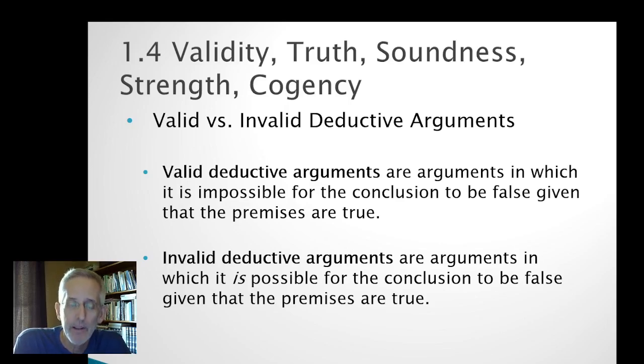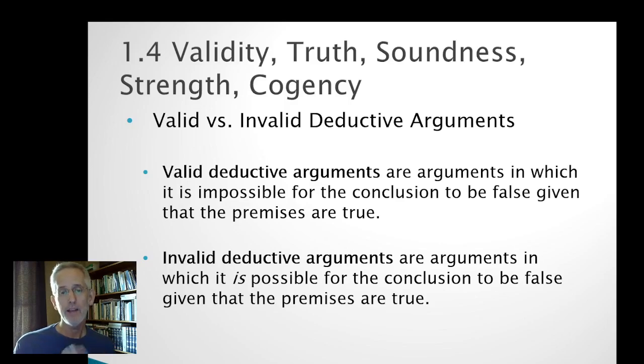On the other hand, invalid deductive arguments are arguments in which it is possible for the conclusion to be false given that the premises are true. If the pattern is not correct, in the sense that the premises do not really support the conclusion, then you're dealing with an invalid deductive form. And it can get tricky because it's possible to construct deductive arguments with invalid forms that look like they are valid, and we'll talk about that a little later.